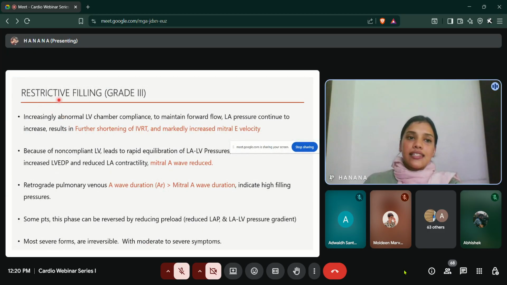And the last stage is the restrictive filling, which is also known as grade 3, and also a subcase of grade 4 is happening here. So this is the restrictive filling. The increasingly abnormal LV chamber compliance is happening, and to maintain the forward flow, LA pressure is continuously increasing. He is trying very hard to work the relationship, but he's not meeting the ends.